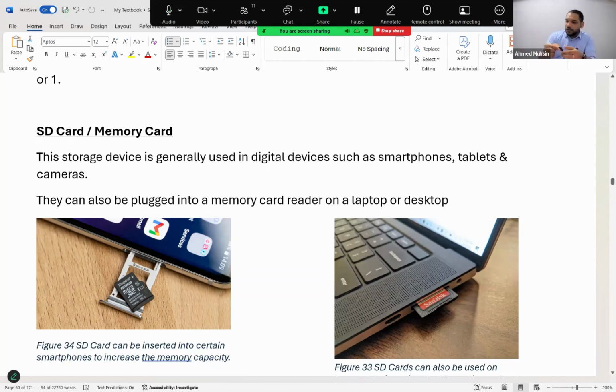So then when you plug it into your laptop, you can only read. You can't write anything to it. You can't make any changes to it. Are we good? Okay, right.